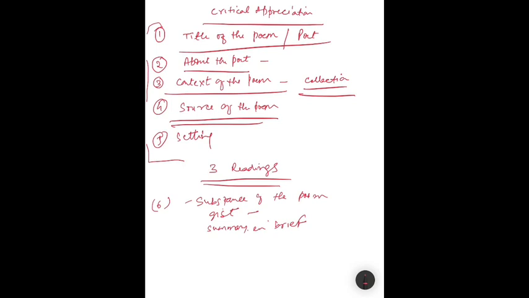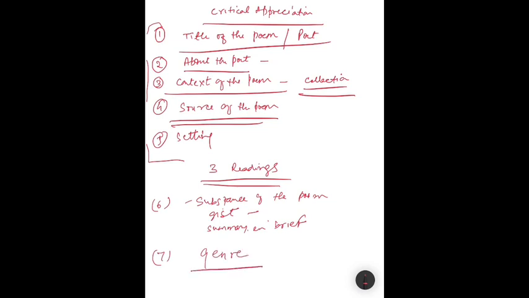If there are, say, for example, 5 quatrains, and you're writing a summary, just write it quatrain-wise: that in the first quatrain it happens, then second, then third.